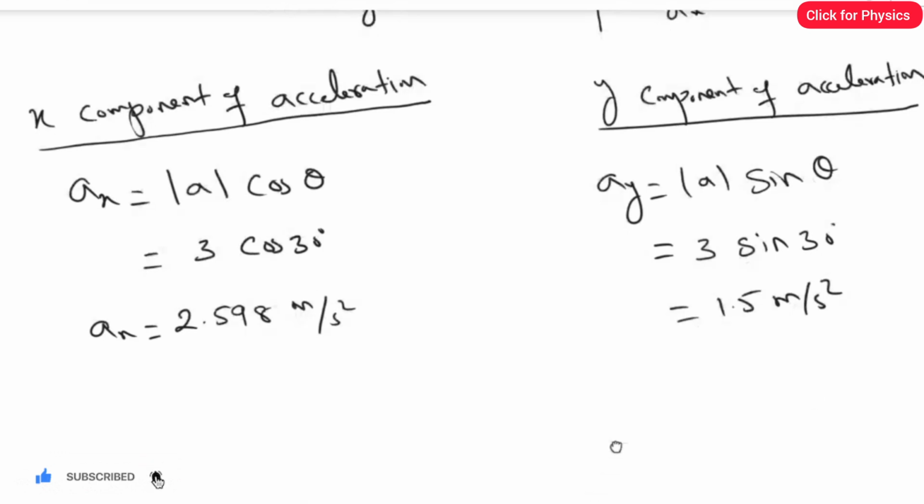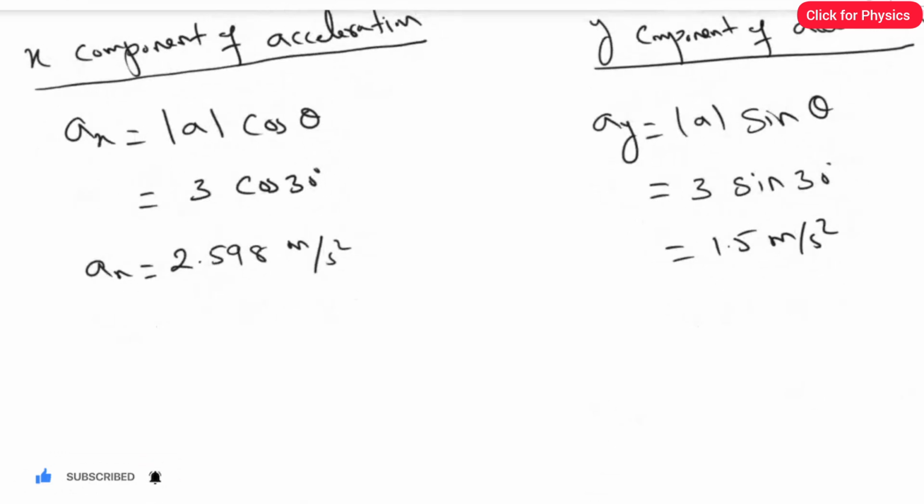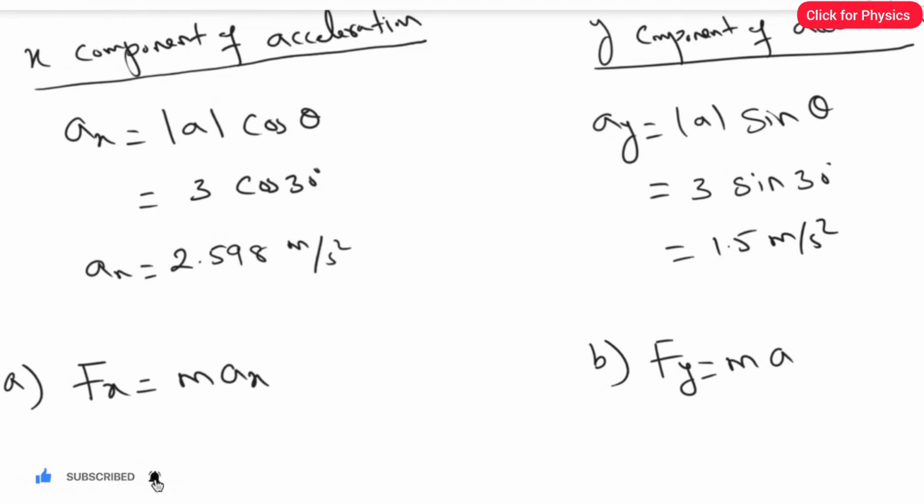Now we can easily find the answer for the first and second parts. For part A, we are going to find the x component of the force. As we know, the formula for the force is Newton's second law, so F of x is equal to the mass multiplied by the x component of the acceleration, and for part B I'm going to write the formula F of y, which is equal to mass multiplied by the acceleration in the y-axis, that means the y component of the acceleration.